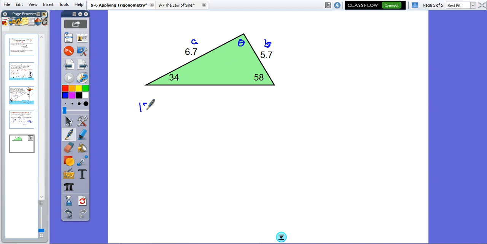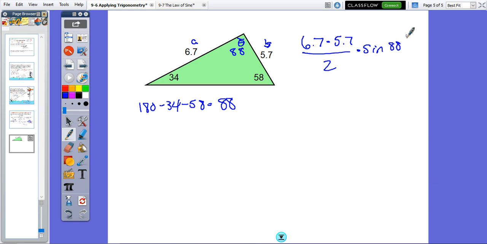We're going to take 180 minus 34 minus 58. When you do that, you get exactly 88 degrees. So this angle is 88. Now we have everything we need to set up the problem. We'll take 6.7 times 5.7 divided by 2, times the sine of 88. Plug that in your calculator: 6.7 times 5.7 divided by 2 gives roughly 19.09. Take that times the sine of 88, and you should get 19.08, or 19.1 square units.